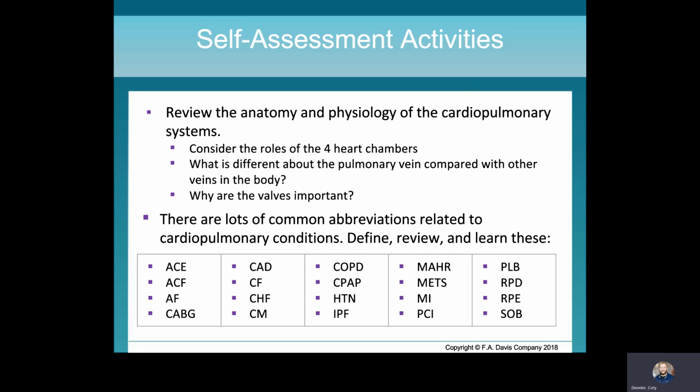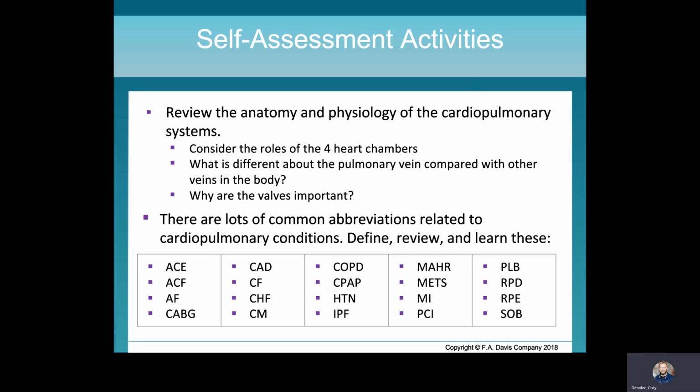AF is AFib or atrial fibrillation. A CABG is coronary artery bypass grafting. We're going to talk a lot about what those are here in just a little while. CAD is coronary artery disease. CHF is congestive heart failure. CM is cardiomyopathy or heart disease. COPD is, I spelled that wrong there, I'm sorry, chronic obstructive pulmonary disease.